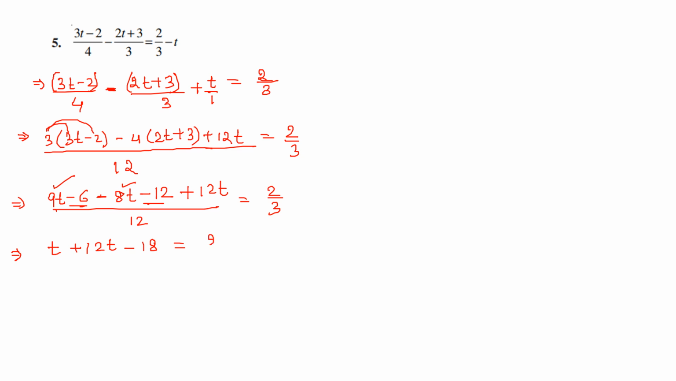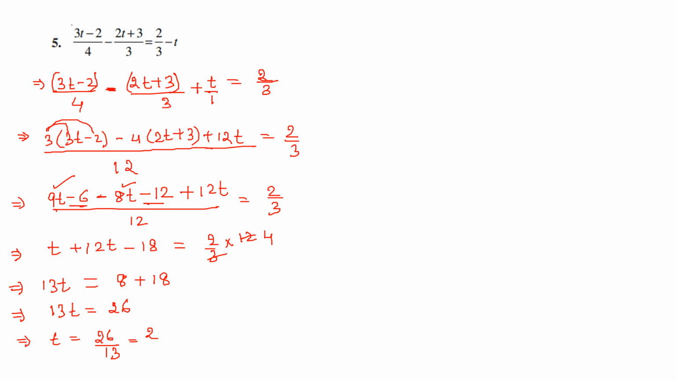So it will be 2 by 3 multiplied by 12 because division will change to multiplication. So 3 times 4. And t plus 12t is 13t. Minus 18 I am transposing to the other side. So here it is 2 into 4, which will give me 8 plus 18. So from here I will get 13t equal to 8 plus 18, which is 26. So t will be equal to 26 by 13, which will give me the answer as 2.